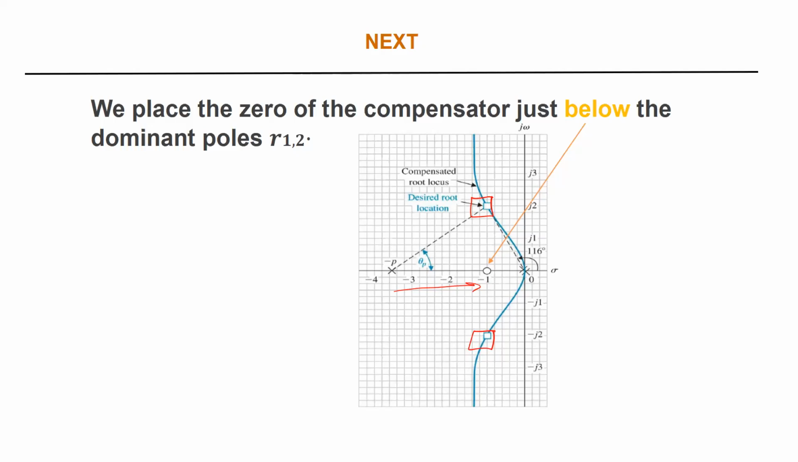Now, we said we place the 0 of the compensator just below the dominant poles. So what will be the value of z? Where do I locate the 0? We said just below it. This is 1, and this is 2. So the coordinate of this one is going to be -1 and 2. Just below it is -1 on the real axis. So I'm selecting z of the compensator to be at -1.